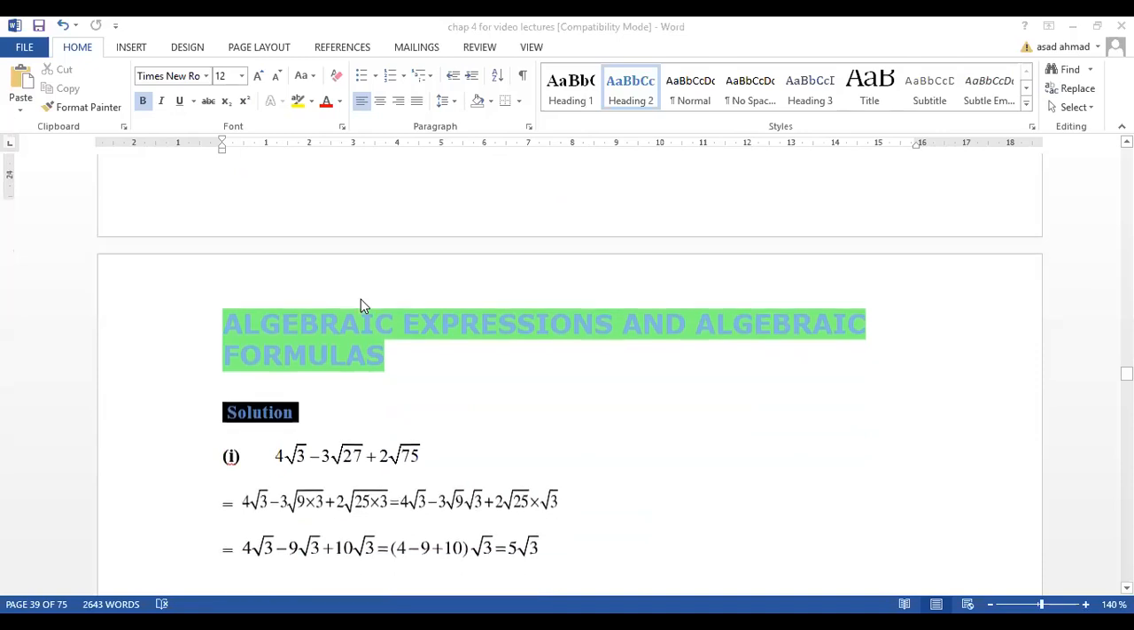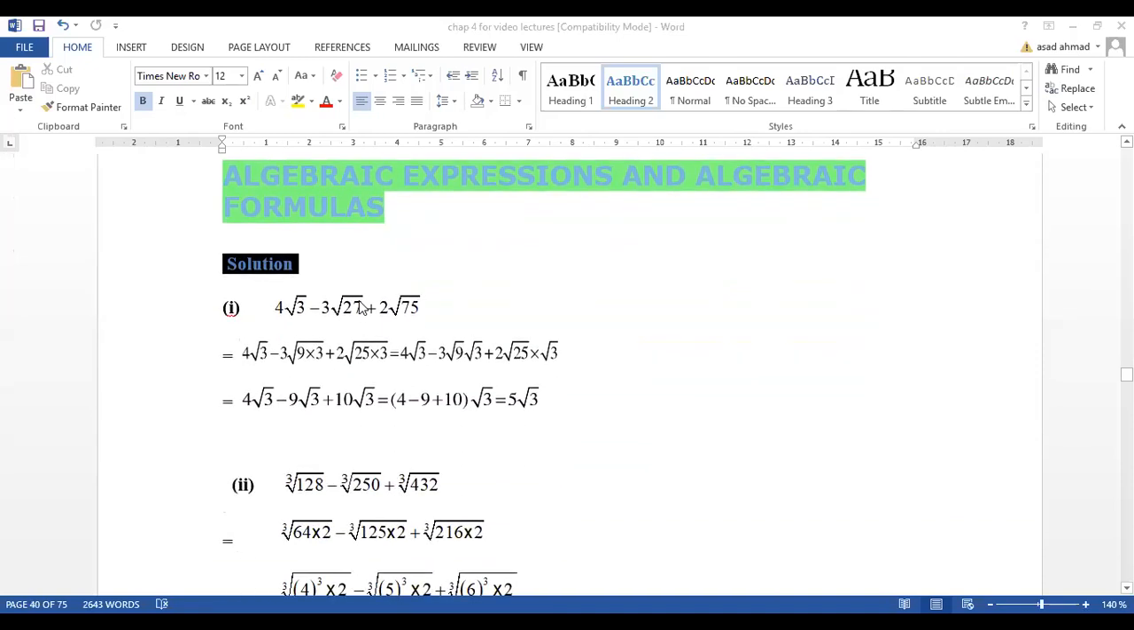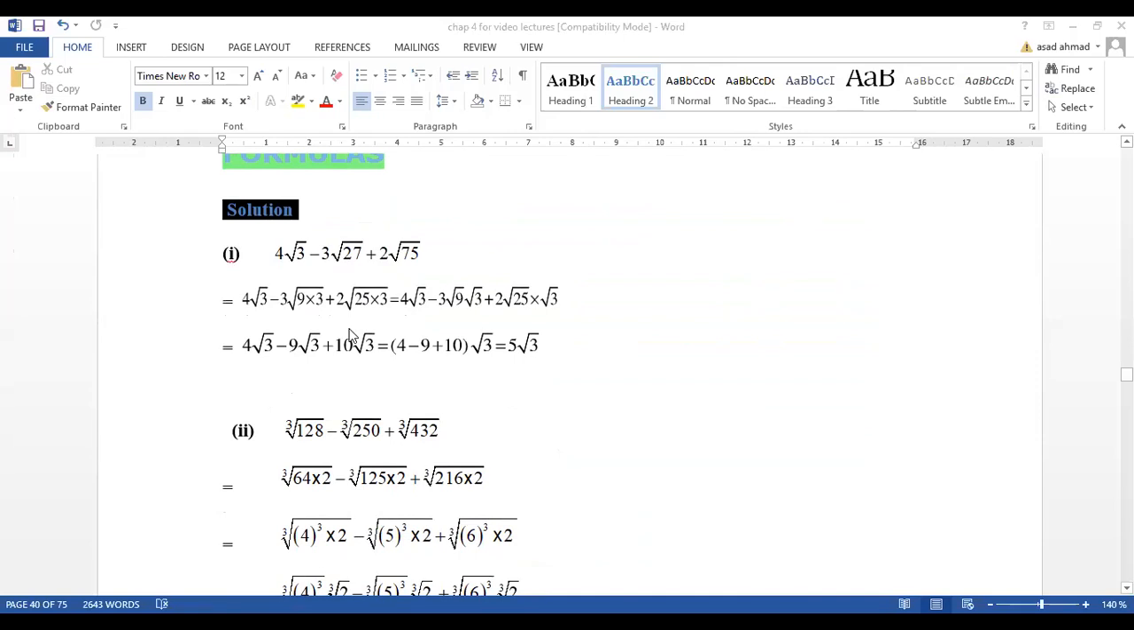Now what are the prime numbers? If you remember, prime numbers are such numbers which have two divisors only. A number should have two divisors, one and itself.